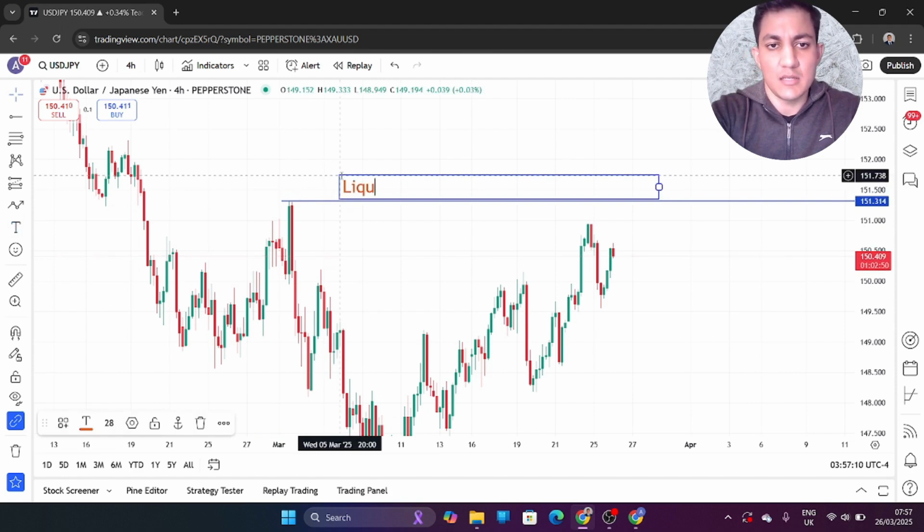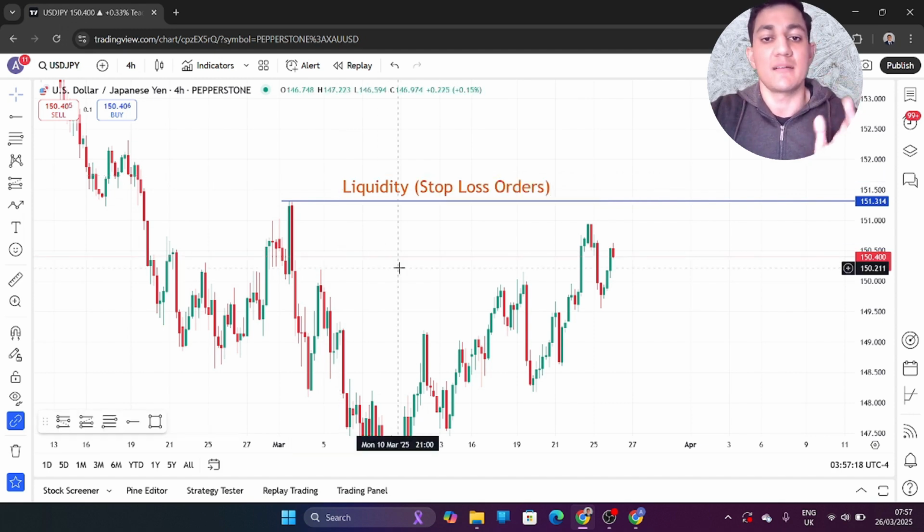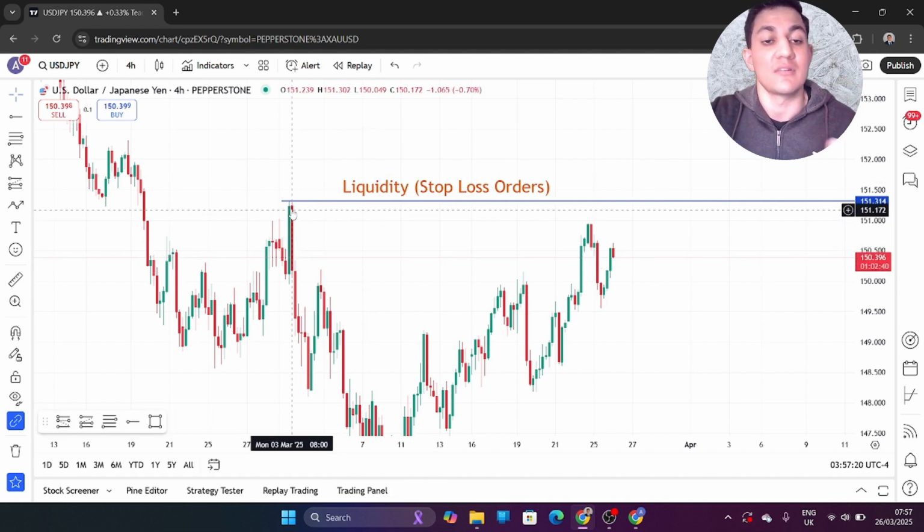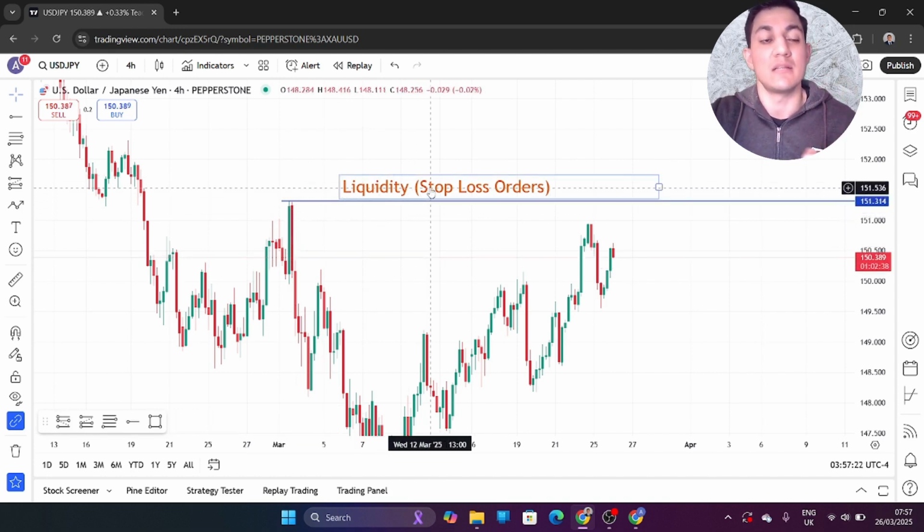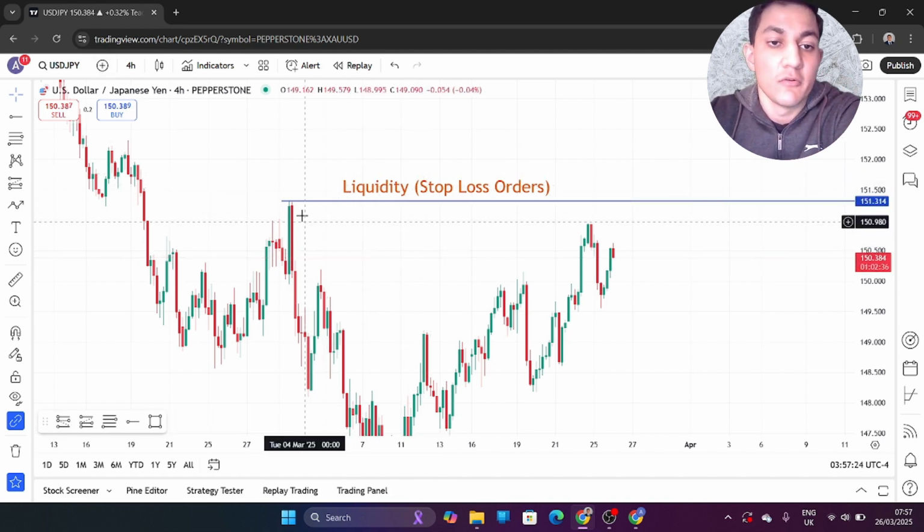So right here is liquidity. And for those who always get confused about what liquidity actually is, it's just stop loss orders, right? It's where the money is, because these large banks and hedge funds can only get into and out of their positions where there's billions and billions of dollars. And on dollar yen, on the 4-hour chart, there are billions of dollars at this high here, right?